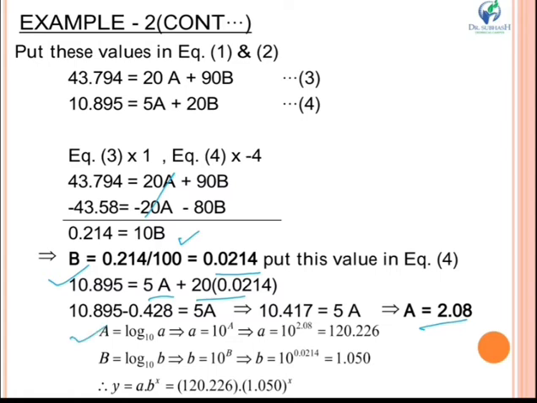So capital A equals log a, so a equals 10 raised to A. On calculating this, we get small a equal to 120.226, and capital B equals log b, so b equals 10 raised to B, which is equal to 1.050. I will put these values in our given exponential curve. So this is my final required solution for the given curve y equals a times b raised to x.